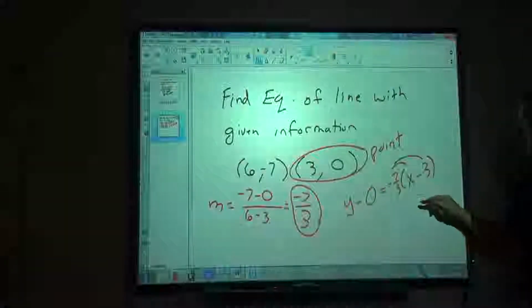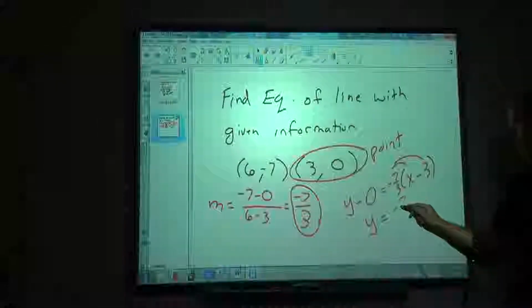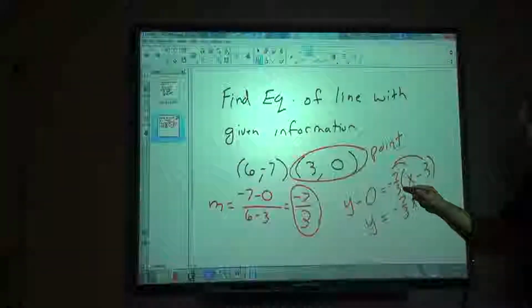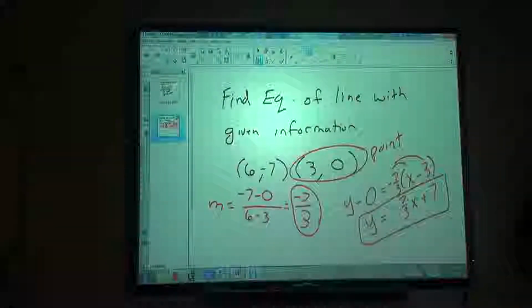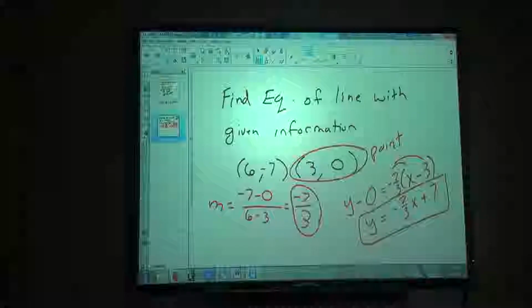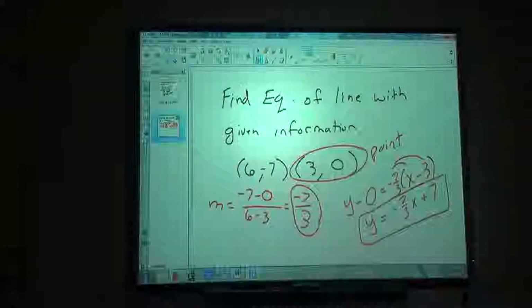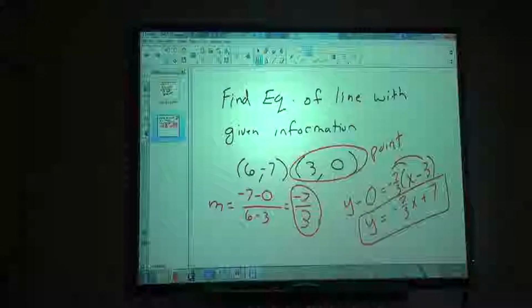Wow, this is a nice problem here. Y minus 0 is y. And then it's that x, and negative, negative make a plus, and the 3 and 3 cancel, and we get 7. Is that right? Yeah. We could use the other coordinates. You can do that.